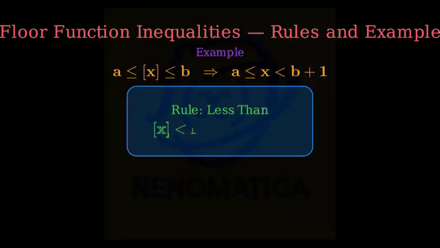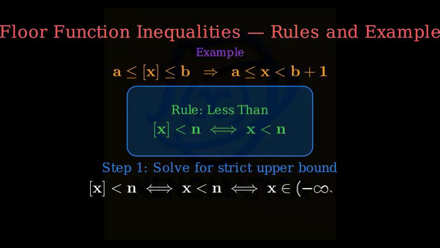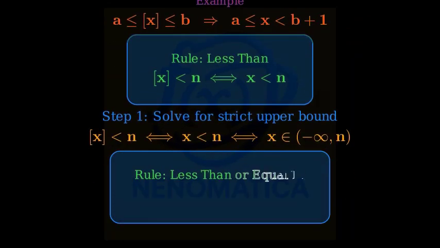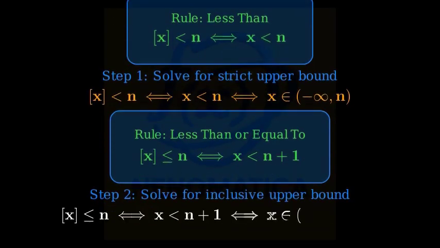Rule 1. Strict less than with an integer bound. If the floor of x is less than n, then x itself must be less than n. Rule 2. Less than or equal to. If the floor of x is at most n, then x is strictly less than n plus 1.